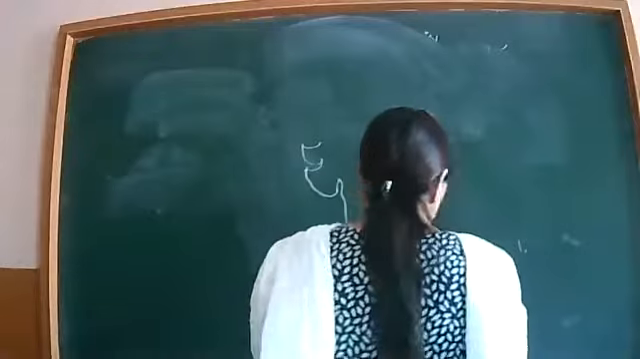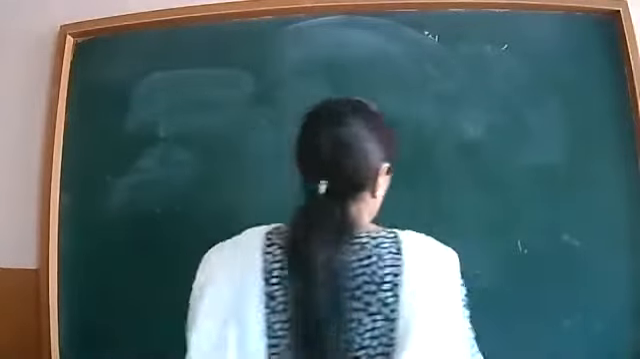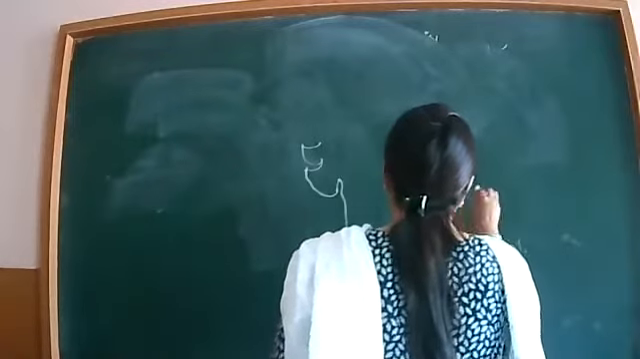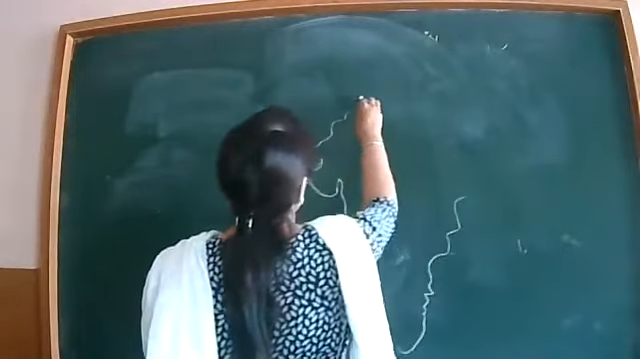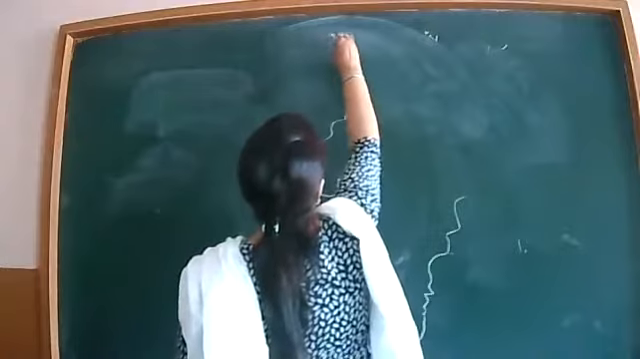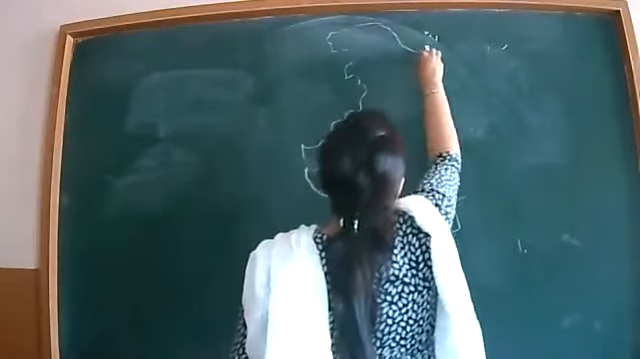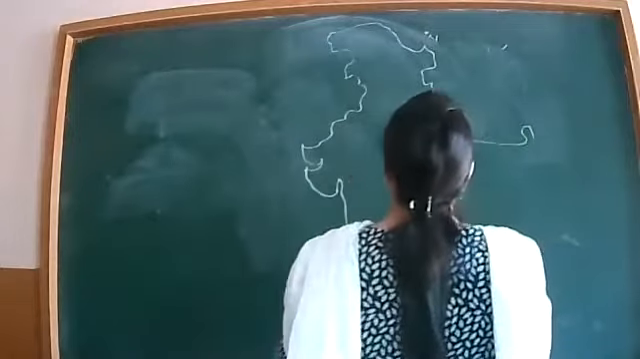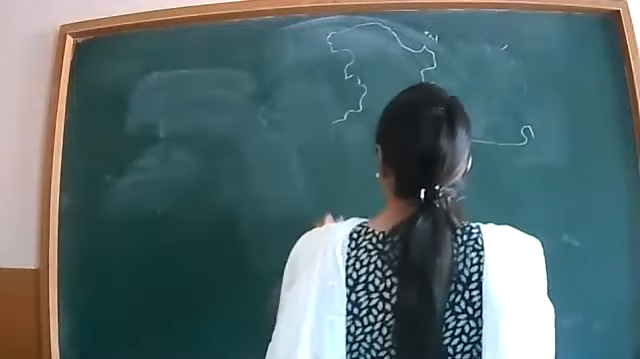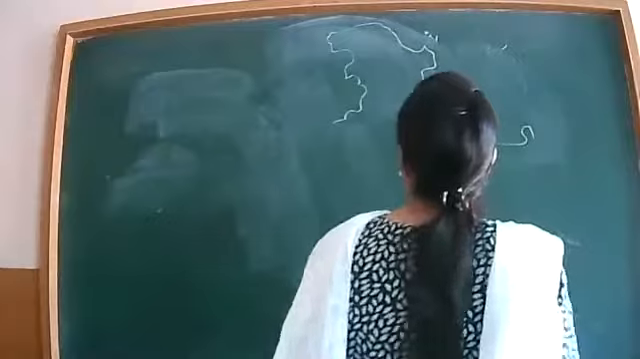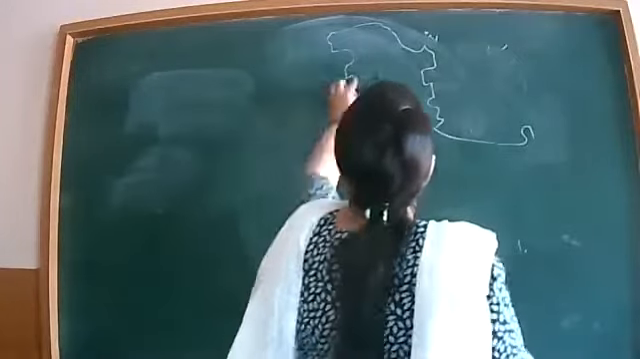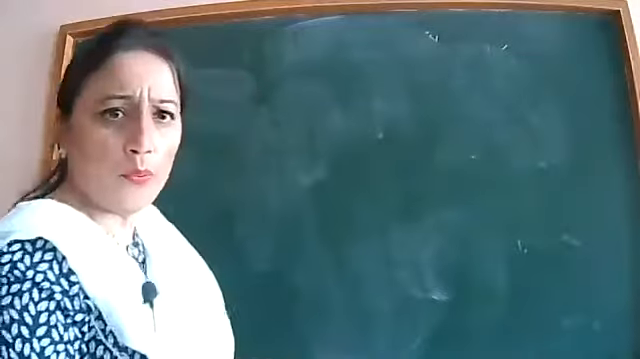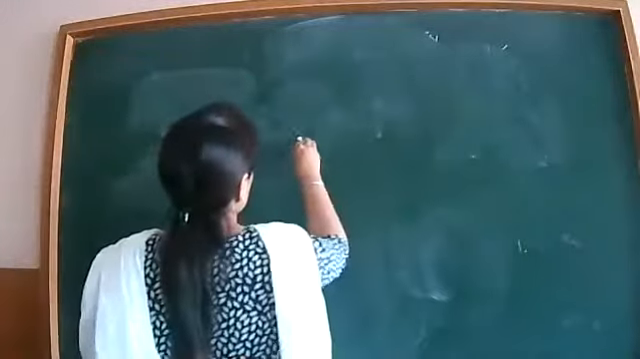So I'm going to start with the second map, second chapter, that is physical features of India. And first of all, we'll start with rivers. Is it visible now? Making it again.